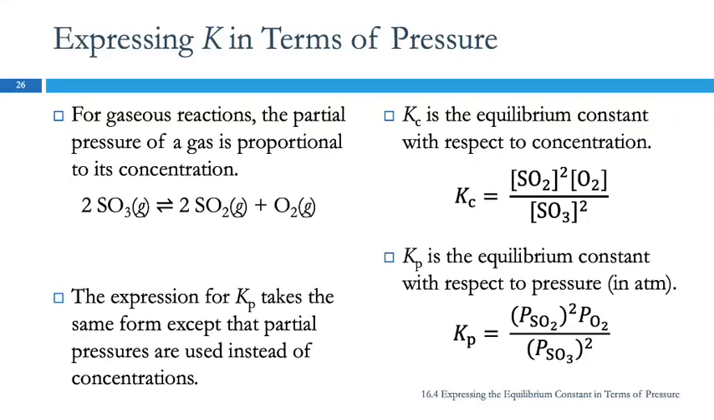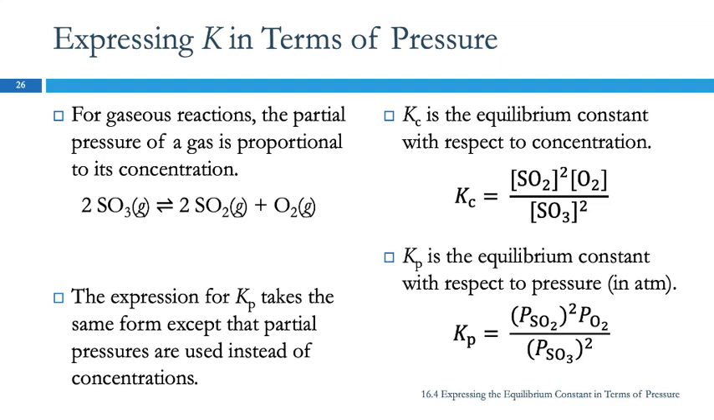Last week we learned about the equilibrium constant, and we learned about it in terms of concentration. And so we saw expressions like this. The equilibrium constant for this chemical equation would be the molarity of SO2 squared, because it has a coefficient of 2, times the molarity of the oxygen squared, with the products on the top and the reactants on the bottom, SO3 molarity squared because of this.